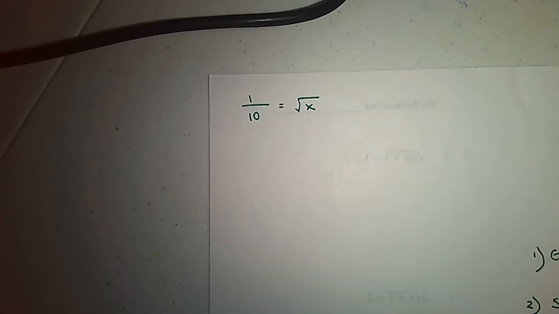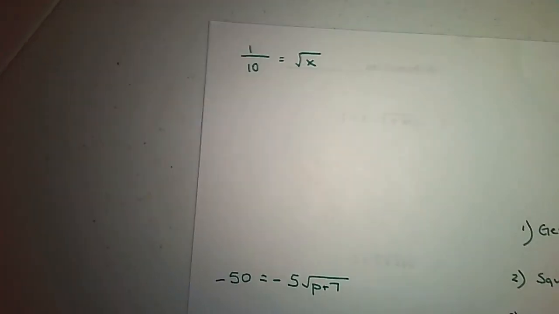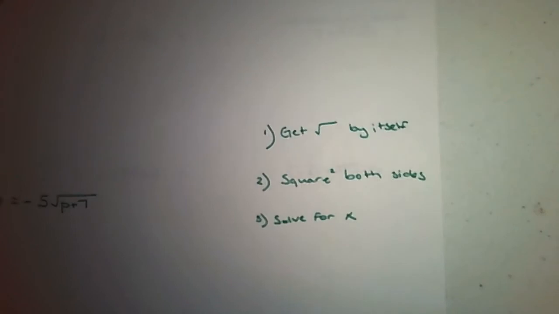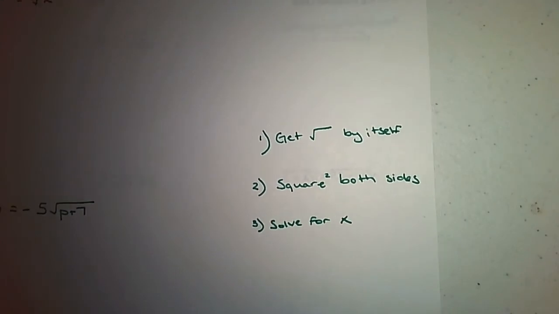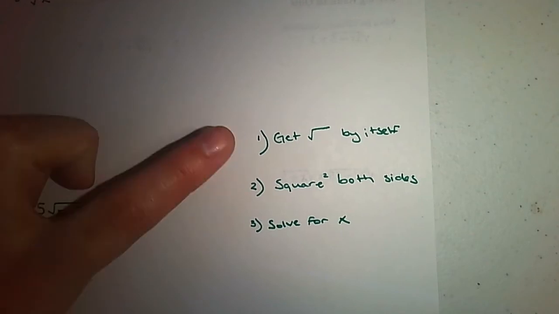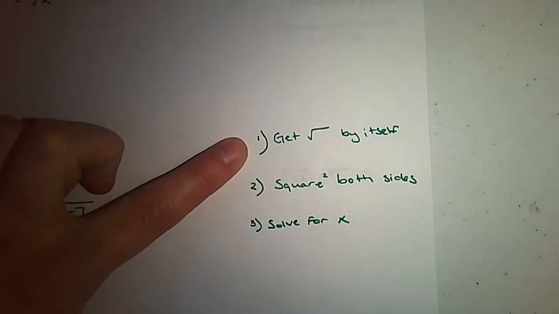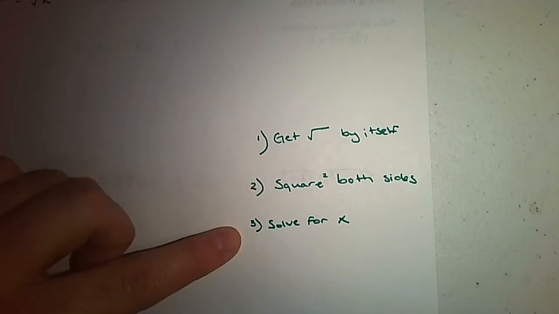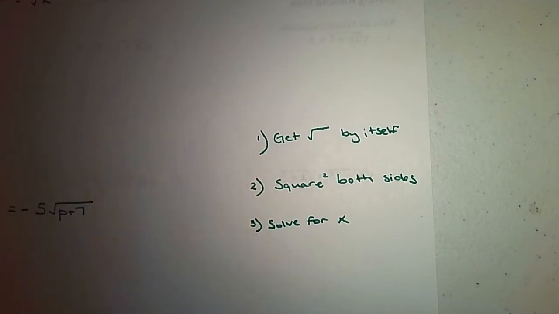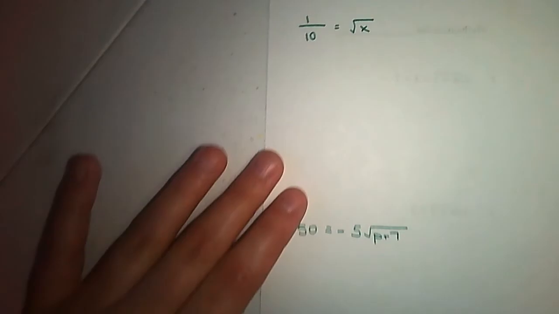So I told you guys about our 3 steps for solving a radical equation, a square root equation. Just to remind you of them, first thing we need to do is get the square root totally by itself. Then we need to square both sides, and then we solve for x. So let's go ahead and take a look at this first one.